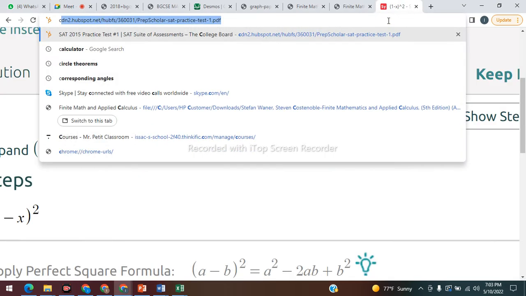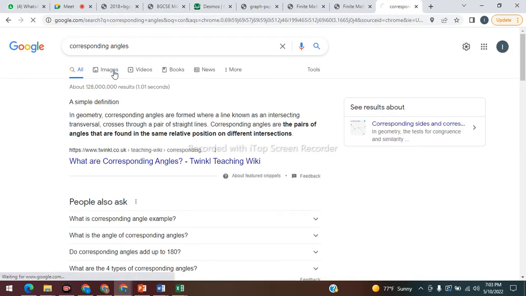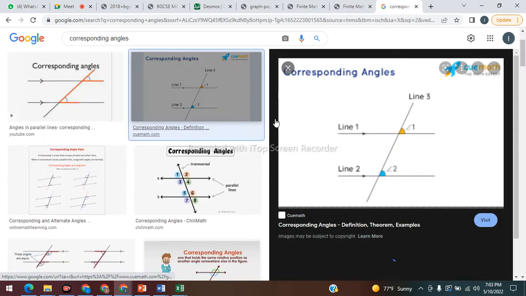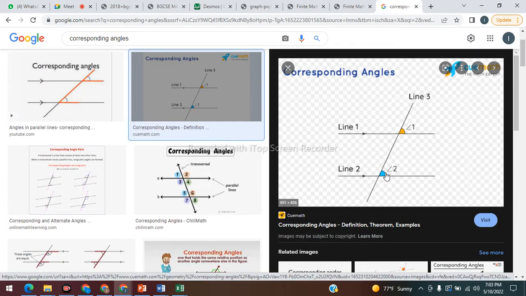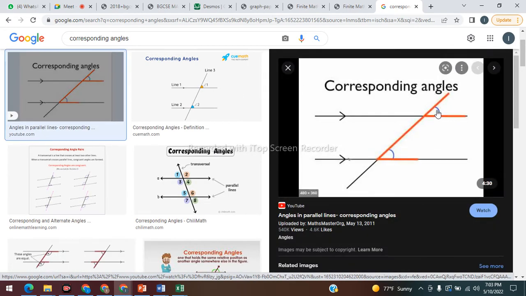Corresponding angles are these ones, where you have one on top and one on the bottom. So this one is on top right, so then it's going to be top right. Okay, so this again is corresponding angles. It's the same thing, it's corresponding angles.